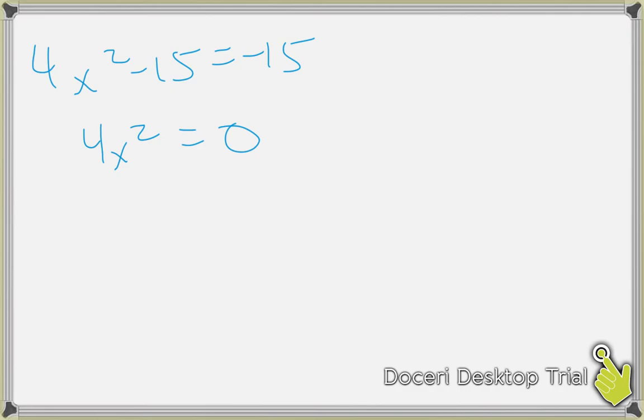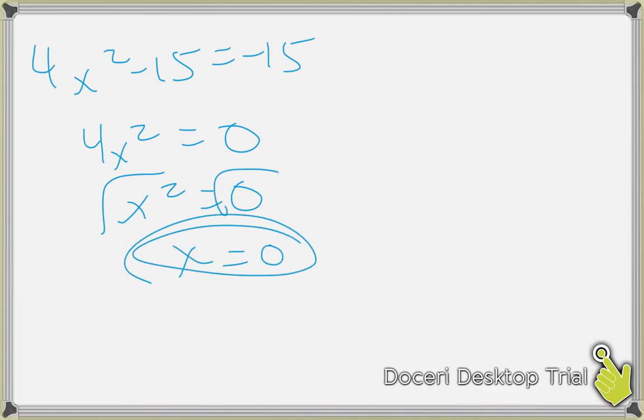Okay. The third one that we have, 4x squared minus 15 is equal to negative 15. Add the 15 over. That's going to give you 4x squared is equal to 0. Divide by 4. That gives us x squared is equal to 0, which means after I take the square root, x is 0. There you go.